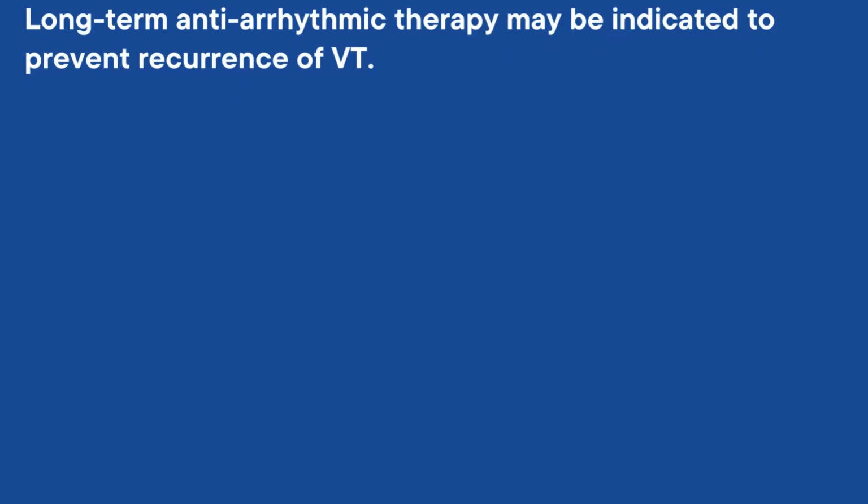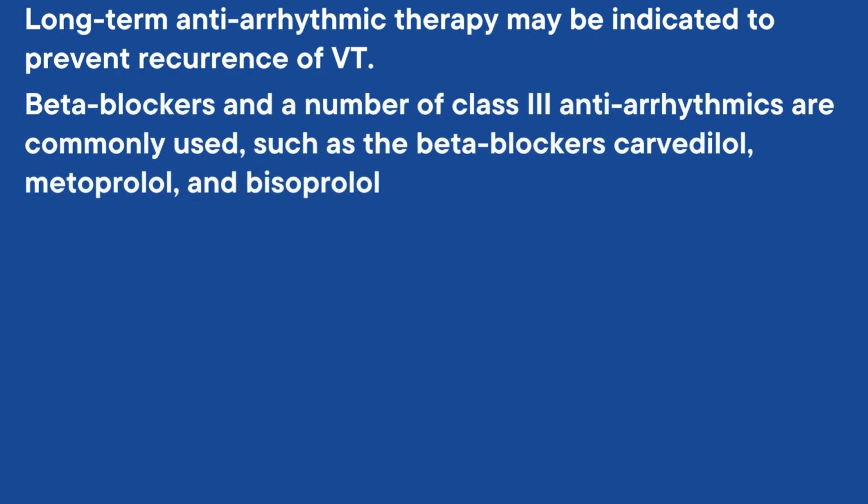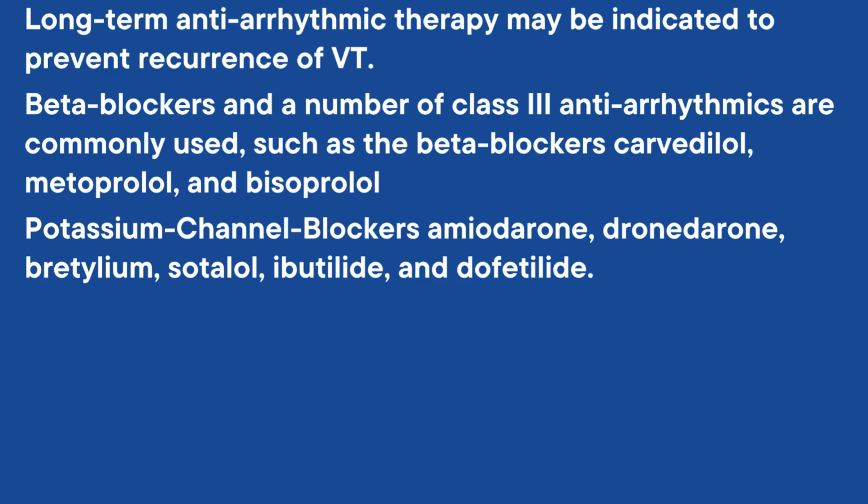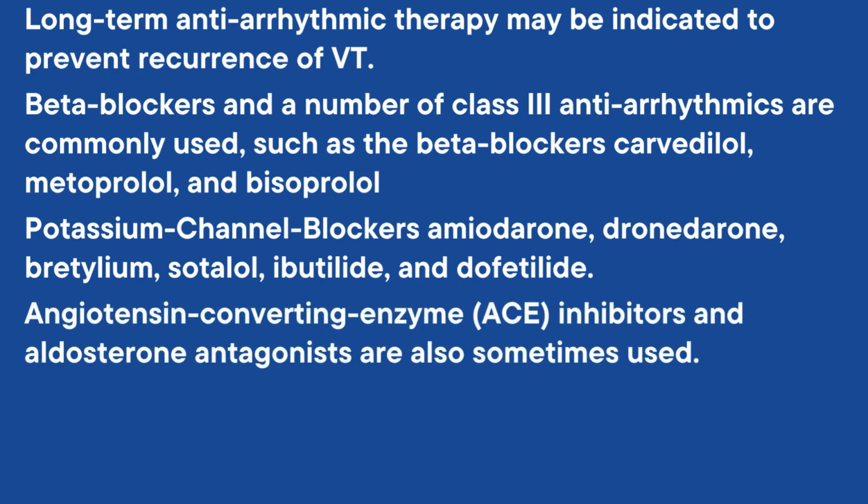Long-term antiarrhythmic therapy may be indicated to prevent recurrence of VT. Beta blockers and a number of class 3 antiarrhythmics are commonly used. These include beta blockers such as carvedilol, metoprolol, and bisoprolol, and the potassium channel blockers like amiodarone, dronedarone, bretylium, sotalol, ibutilide, and dofetilide. Angiotensin converting enzyme inhibitors and aldosterone antagonists are also sometimes used.